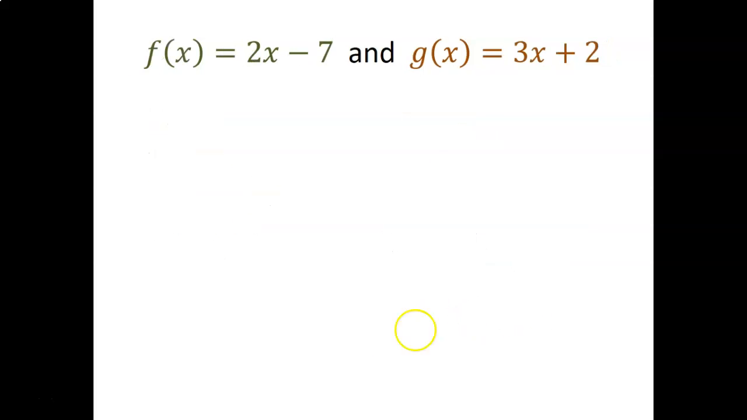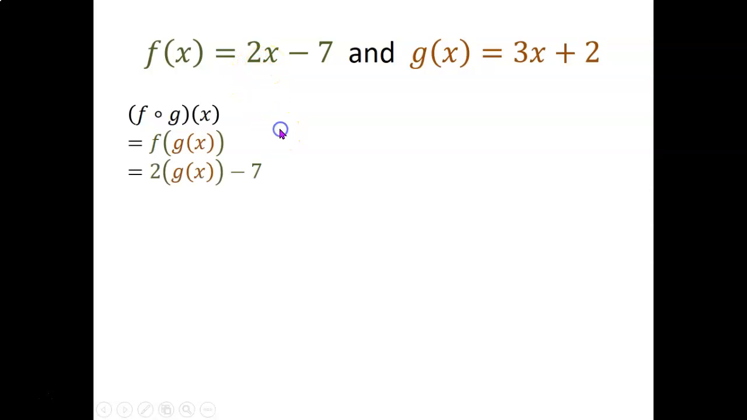Let's try another example. In this example, f of x is 2x minus 7, and g of x is 3x plus 2. So f composed with g, that means f of g of x. So remember, f of anything is 2 times that anything minus 7. Here we're taking 2 times g of x minus 7. That is 2 times 3x plus 2 minus 7.